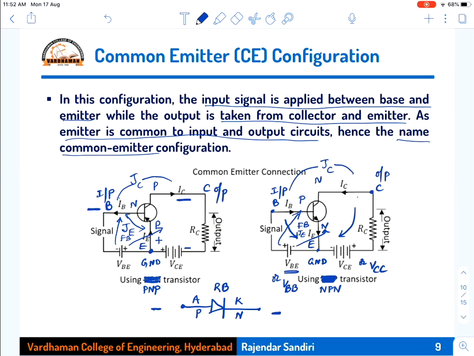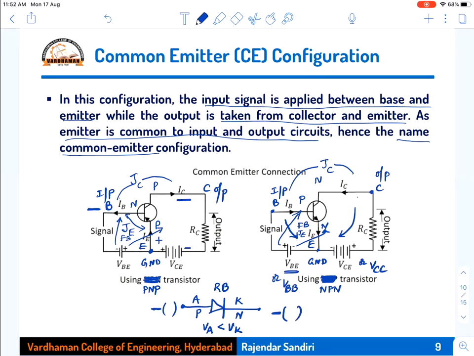Reverse biasing is nothing but what? VA should be less than VK. This is the condition to reverse bias a junction. VA should be less than VK. Now both should be negative voltages. How can I make VA less than VK? What values do I have to choose? Both are minus, but VA should be less than VK.